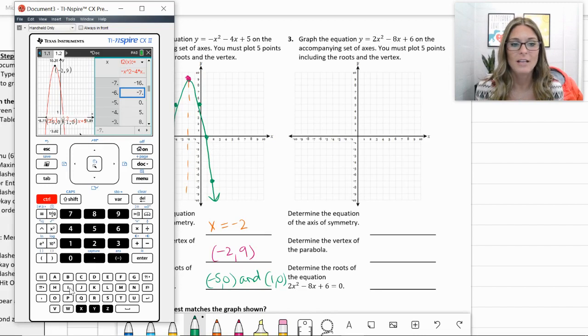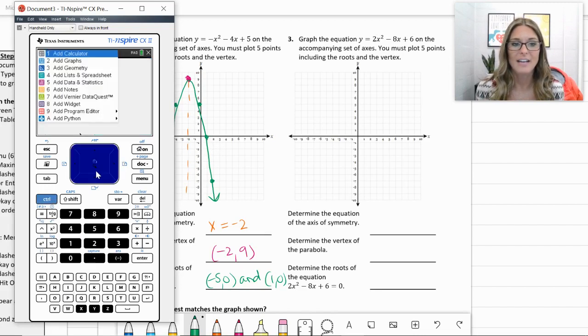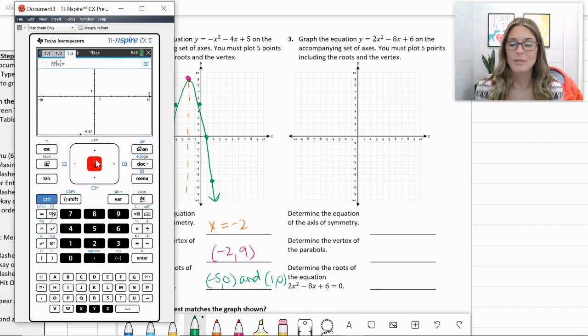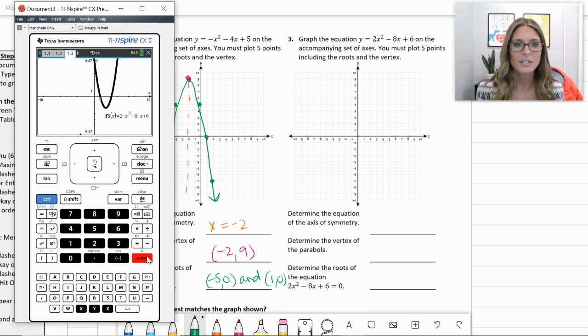I'm going to do Control, Insert, Add Graphs, and it's going to give me a 1.3, and I'm ready to type in 2x squared minus 8x plus 6. Hit Enter. All right. I need to plot 5 points, including our roots and our vertex.